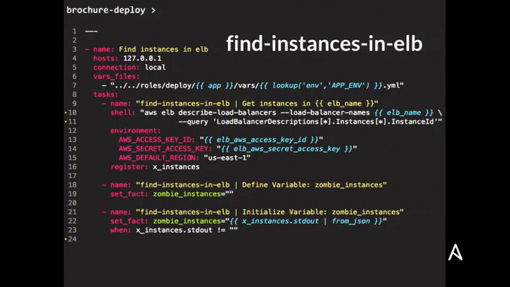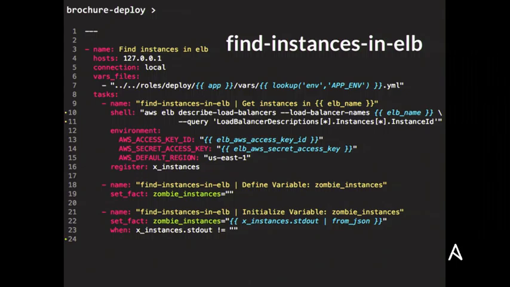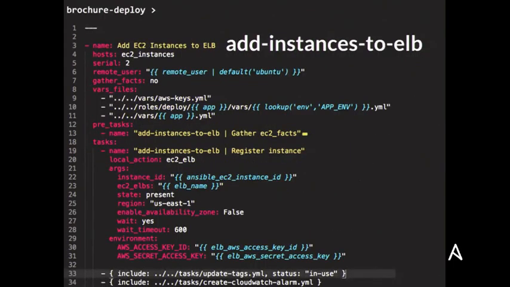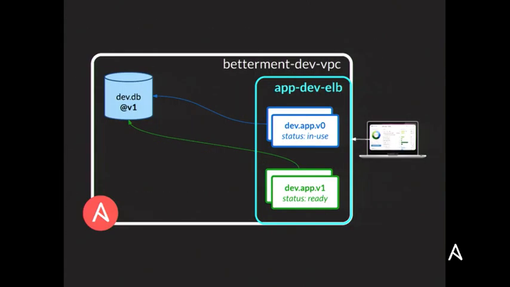So in order to take out V0, we have to find them first. So we're going to go find instances that are in the ELB, and we're going to shove them into a host group called zombie instances that we will later be able to decommission. So we did that. We're now going to add the instances to the ELB. So we have this other stack of instances that's ready to go. We're going to put them in there. And at just over 5 minutes, ta-da, it's the cyan step.